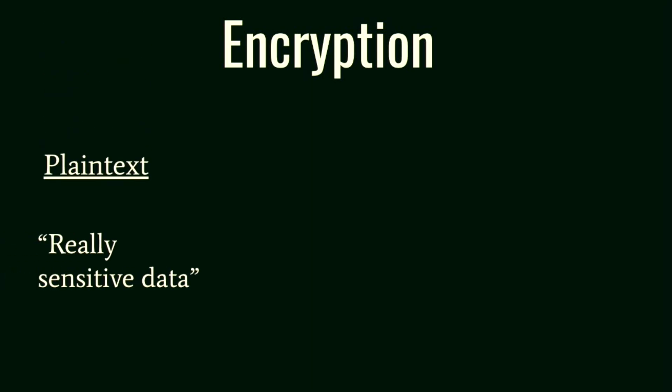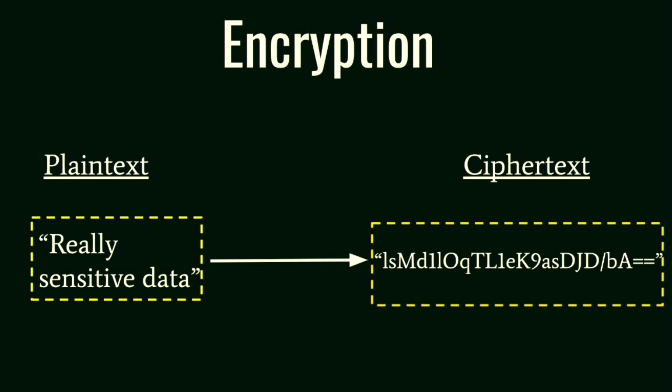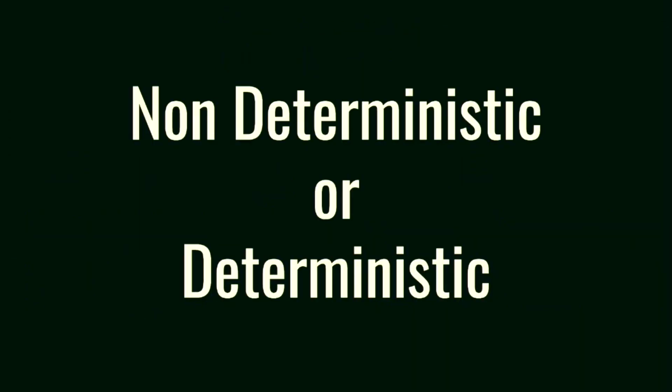Encryption is the process of converting human readable text, which we'll call plain text from now on, into incomprehensible text, which we'll refer to as ciphertext. That's using a key or keys, and that data can be decrypted by someone who has access to those key or keys. The encryption can be what's called non-deterministic or deterministic.